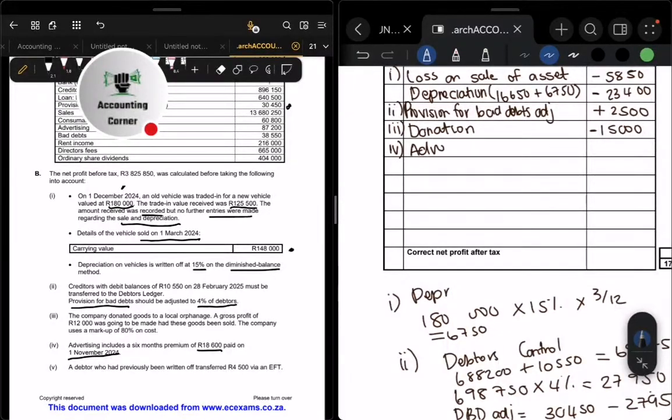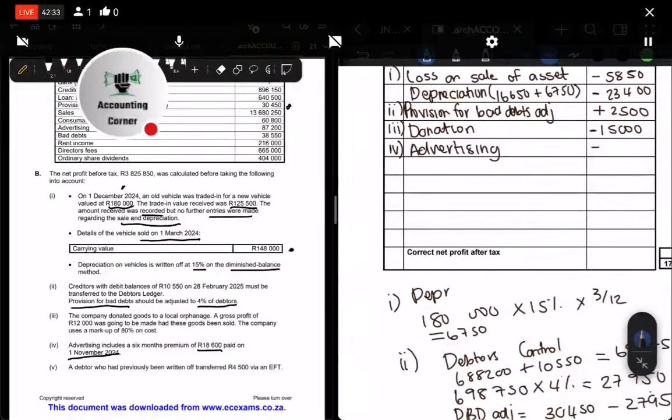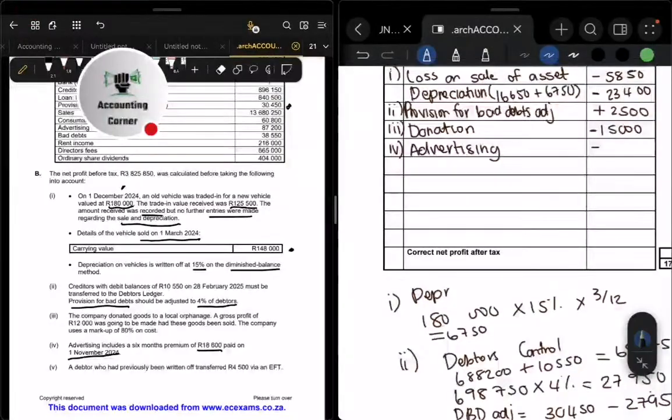Advertising. It's going to be a plus. The reason it's going to be a plus is because advertising, when it was recorded, would have been subtracted because it's an expense. But now we're saying this is not part of the expense, so we need to add it back. Hope that makes sense. So we add 6,200.